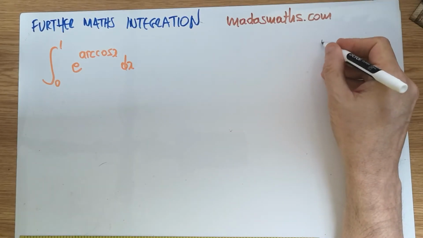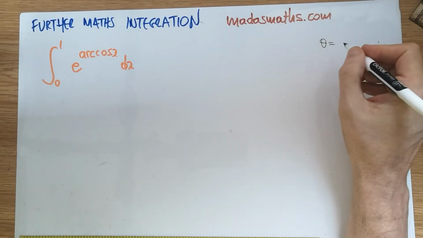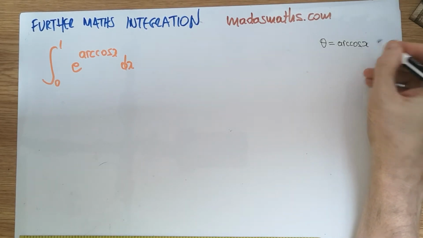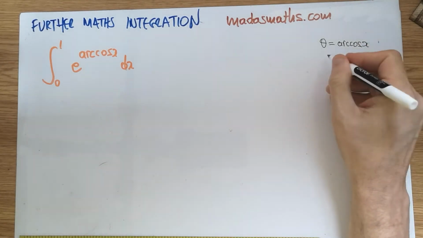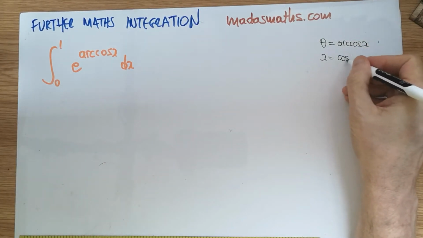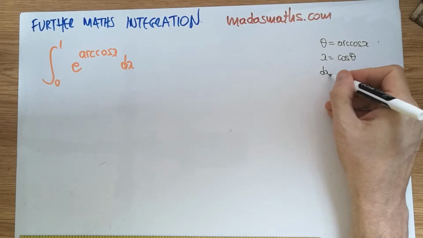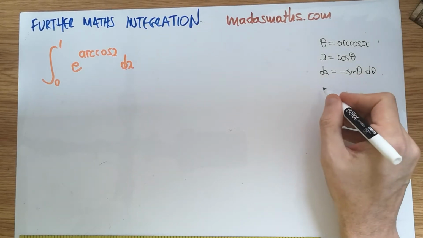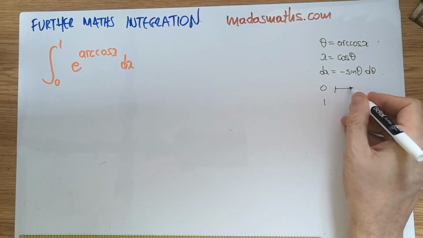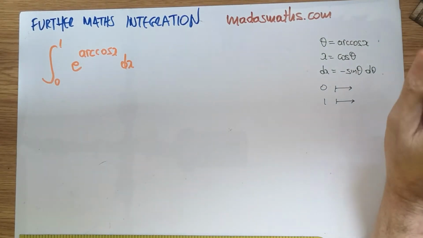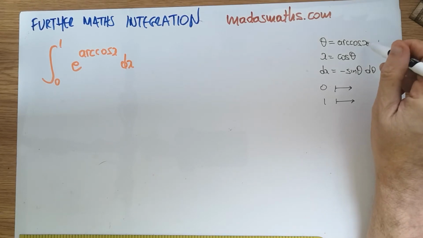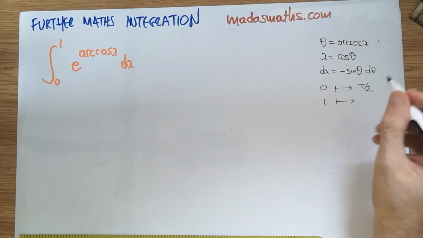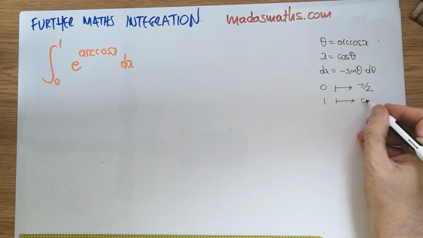So I'm going to say, you know what? Let theta equal the arccos of x, and that will mean essentially x is the cos of theta, dx is minus sine theta d theta, and the limits 0 and 1 will map. When x is equal to 0, the arccos of 0 is pi over 2. And the arccos of 1 is actually equal to 0.